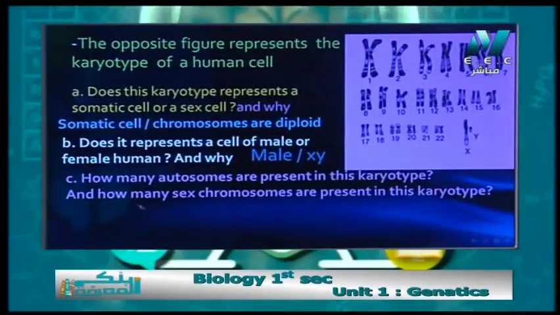Third point: how many autosomes are present in this karyotype? You remember the word autosomes. And how many sex chromosomes are present? Autosomes begin from pair number 1 to pair 22, but the sex chromosome is just one pair, pair number 23. The answer here: 22 pairs are autosomes and just one pair is the sex chromosome.